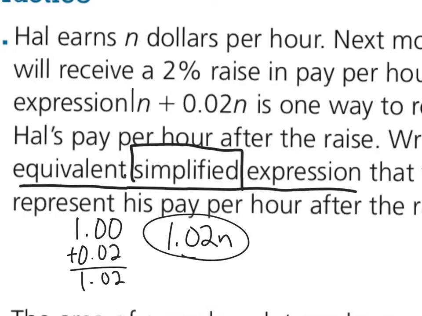Another way of doing that, as we've talked about, is to look at our percents. If the full amount of what we had is 100%, and then there's a 2% raise, so plus 2%, 100% plus 2% would be 102%. Then just move your decimal over 2 places to the left, which changes the percent to a decimal, and that would be 1.02N.